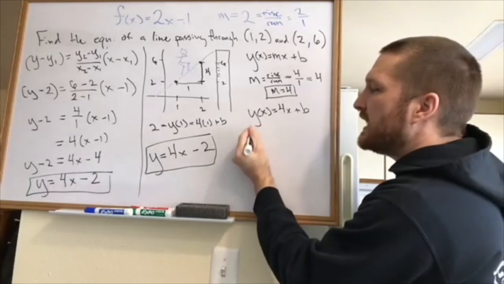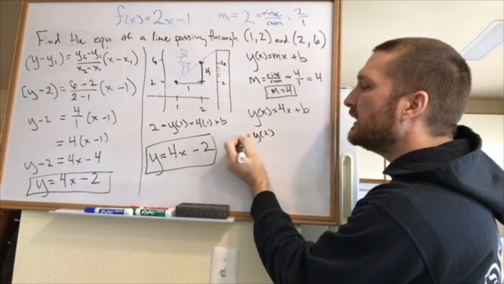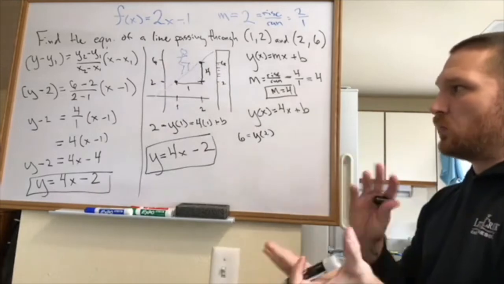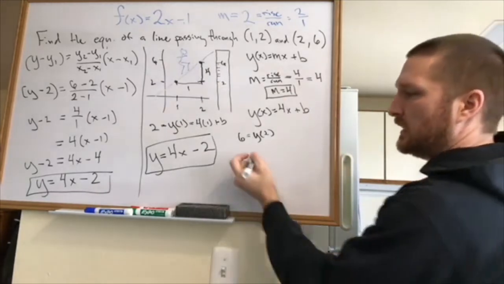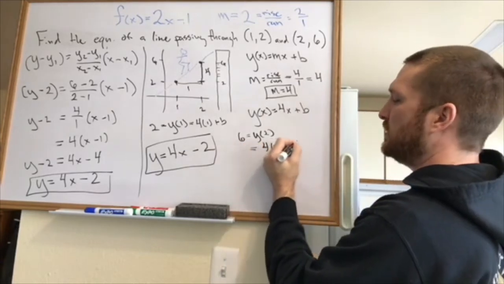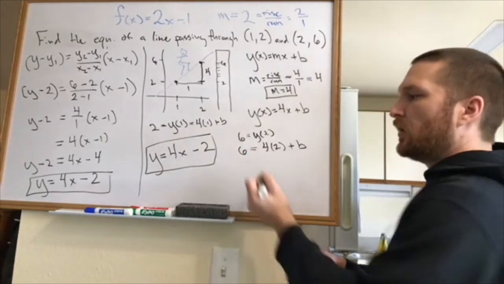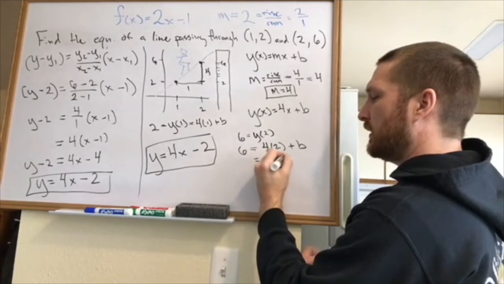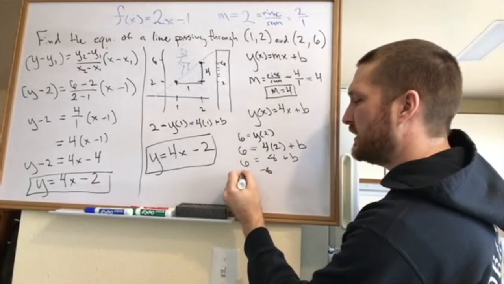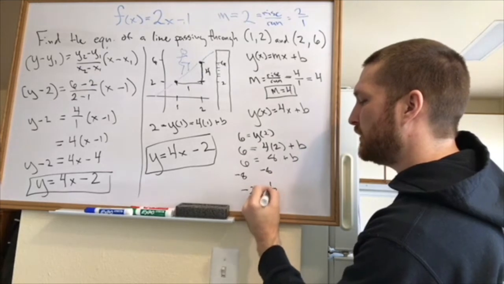So we'll get the same thing out if we plug in a 2 and get out a 6. So we could do that, right? Relationship between x and y. Plug in a 2, you should get out a 6. And so I plug in a 2 and I get 4 times 2 plus my unknown b, which is the thing I'm trying to solve for, and I get out a 6. 4 times 2 is 8 plus b equals 6. Subtract 8 from both sides, and I get -2 is equal to b.